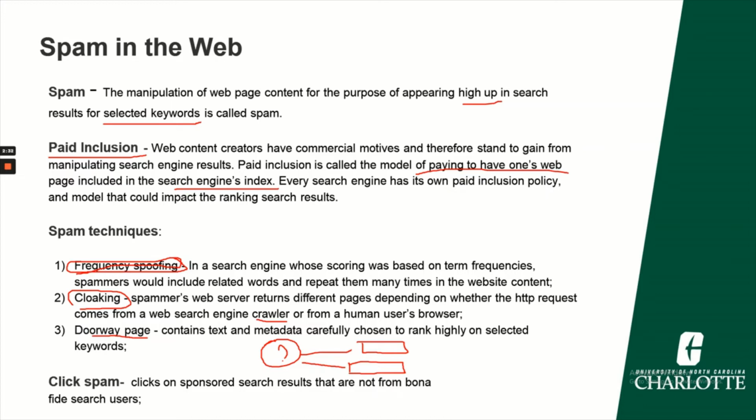And the next one is the doorway page. This one contains text and metadata that are carefully chosen to rank highly on selected keywords. So then when you click on that keyword, you are referred to more commercial content. And the last one is click spam, clicks on sponsored search.